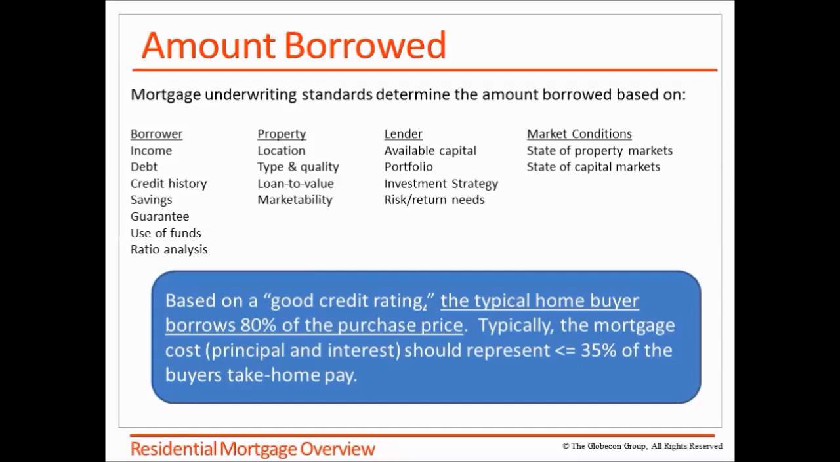So based on a good credit rating, the typical home buyer borrows 80% of the purchase price. So typically the mortgage cost, principal, and interest should represent less than 35% of the buyer's take-home pay. And that is really one of the things that we look at when we start digging into the borrower and digging into the loan-to-value ratio of the property itself. So that's a key indicator on amount borrowed.